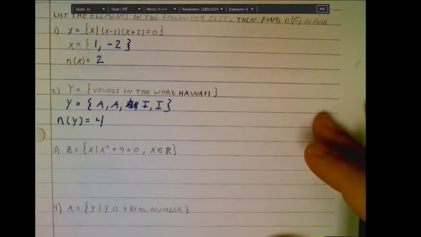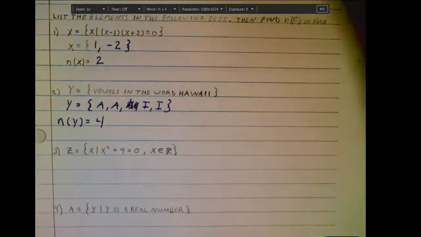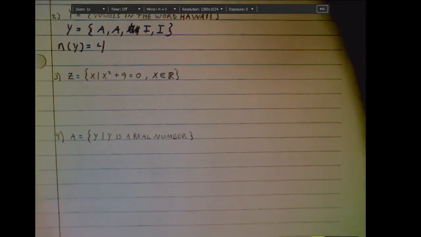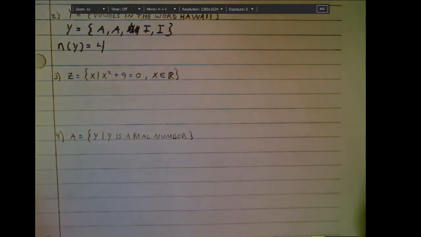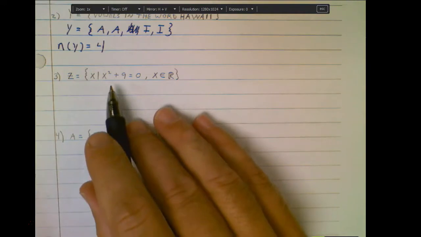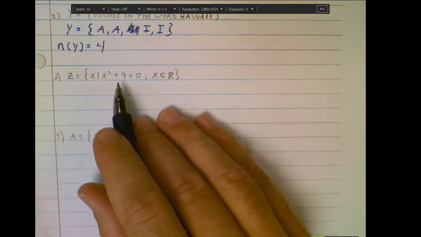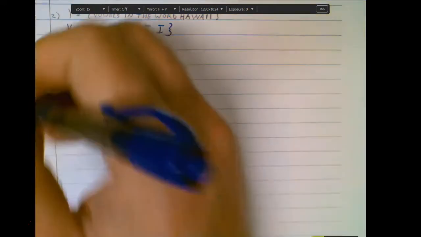So again, just understand the 2 different types of questions that they can ask. Let me show you 2 more cases. So 3 and 4 are more along the lines of a special case scenario. But if we were to take a look at that expression right there, and they told me to list the elements within the set.